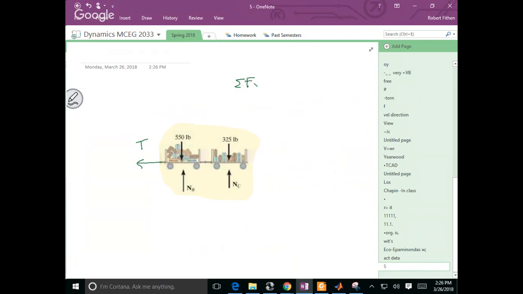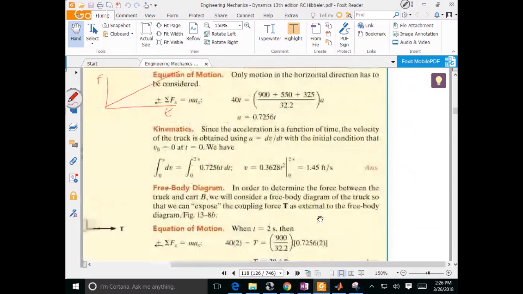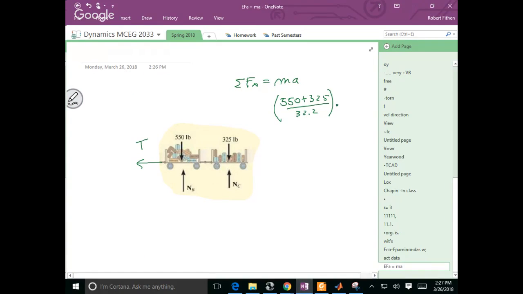So sum of the forces in the x equal mass times acceleration. But this time the mass is 550 plus 325 over 32.2. And the acceleration was that funny number. What was it? Okay, here it is. 0.7256 t. 0.7256 t equal to tension. There's nothing else over there.